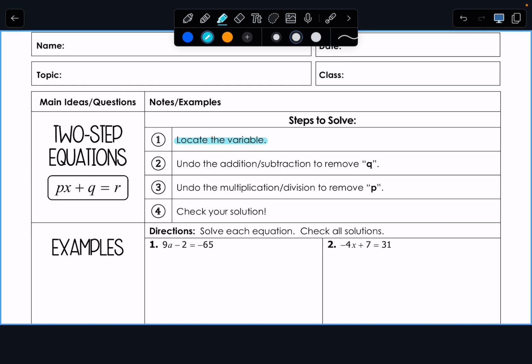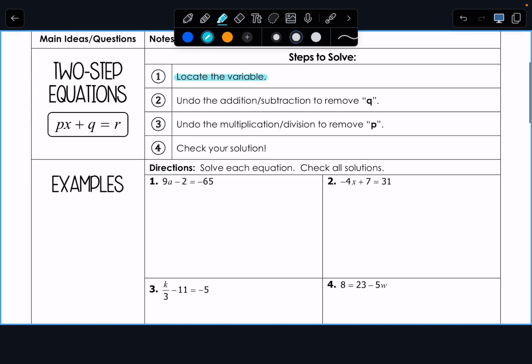So when you're looking at problem number 1, because a lot of you just already started looking there, I'm going to locate my variable first. Here it is, A. If you need to, either circle it or use a highlighter and highlight it. That's what we need to get by itself.